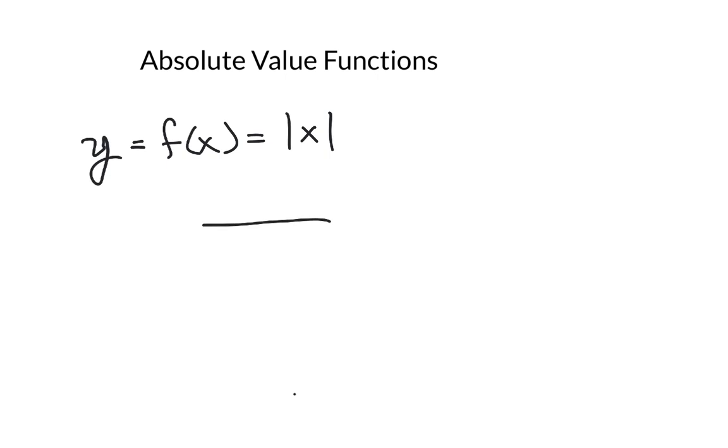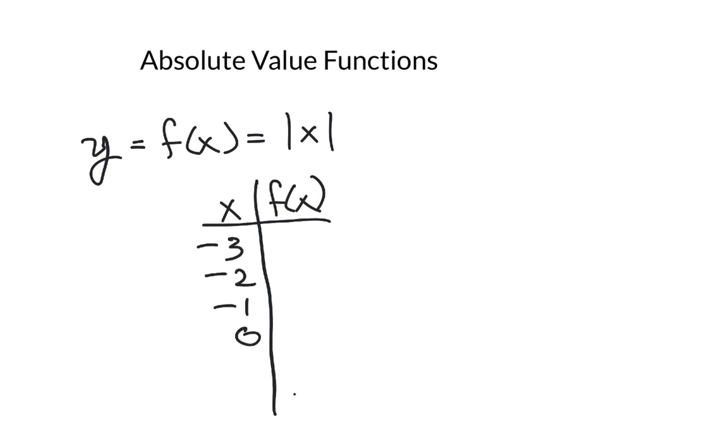If I were to make a table of values to represent this function, let's say I go from -3 to 3. I know that when I take the absolute value of -3, I get 3. The absolute value of -2 is 2. The absolute value of -1 is 1. Absolute value of 0 is 0.